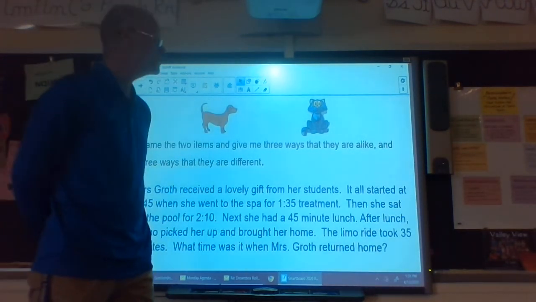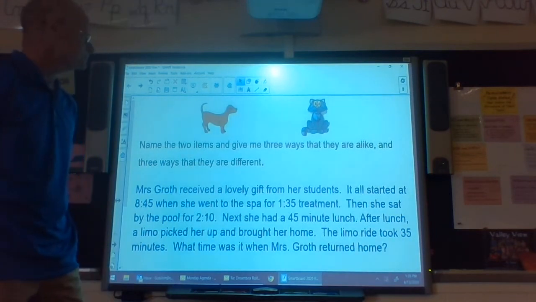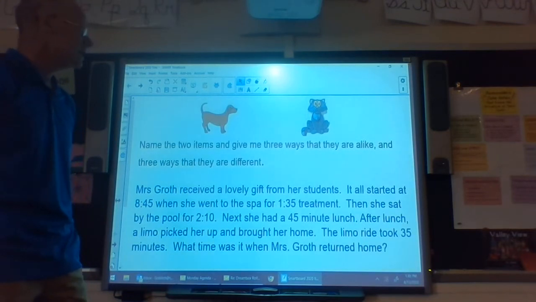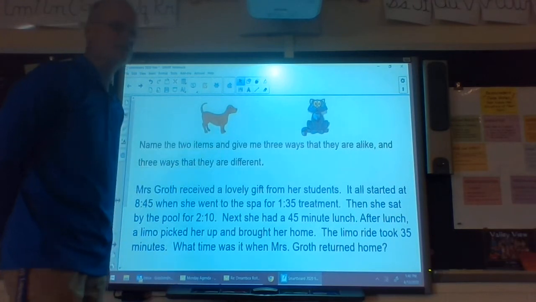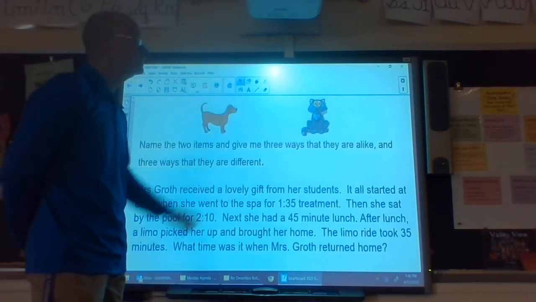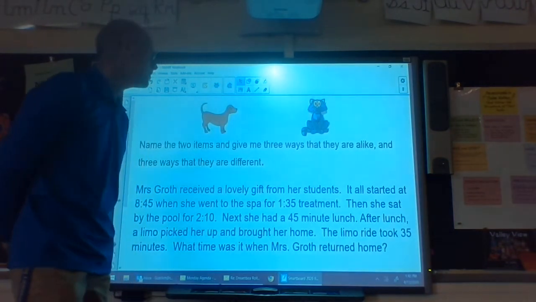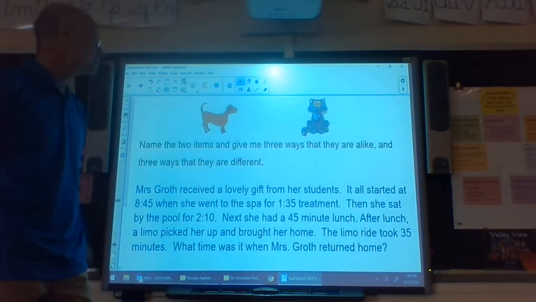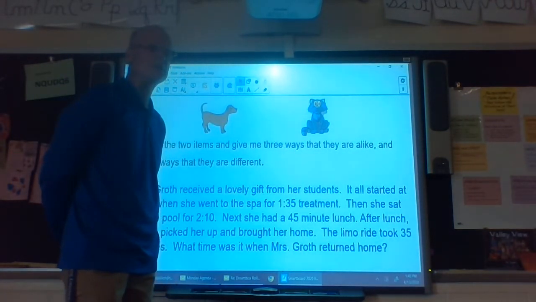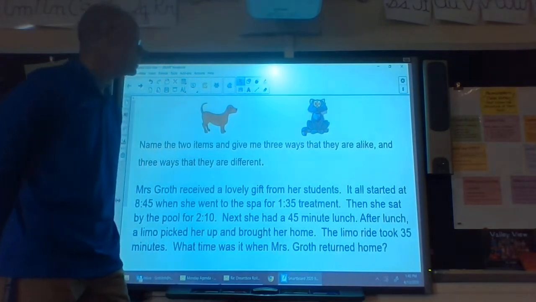Now, how are they different? Let's see, most cats have pointy ears, most dogs have floppy ears. How else are they different? I know that most dogs, they kind of like to bark. Most cats like to meow. Most dogs are kind of friendly. They're going to come up to you. A lot of cats are kind of finicky. They might not come up to you unless they really know you or they really like you.